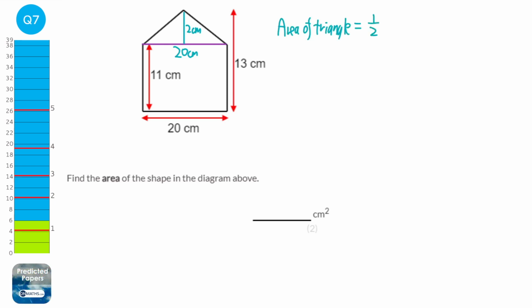which is going to be half times base times height. Half times the base, which is 20, times the height, which is 2, will just give us 20.